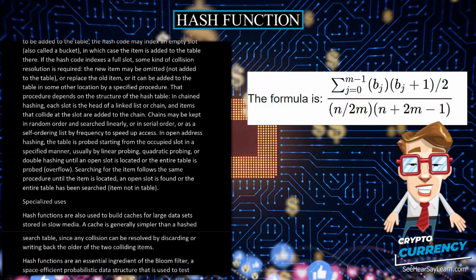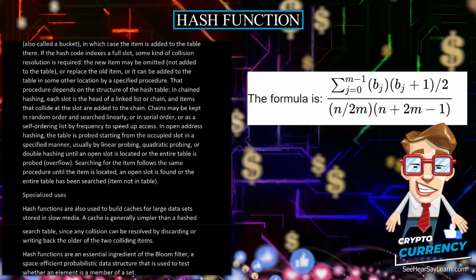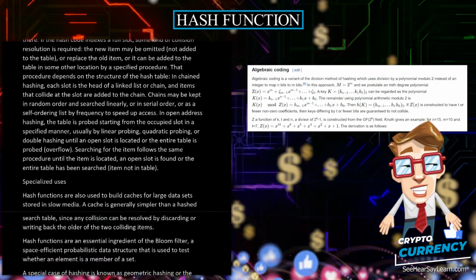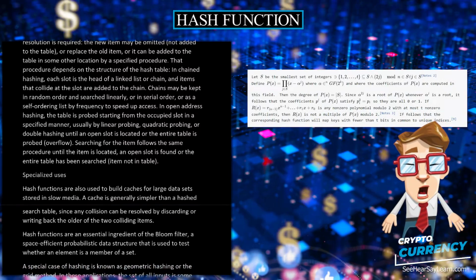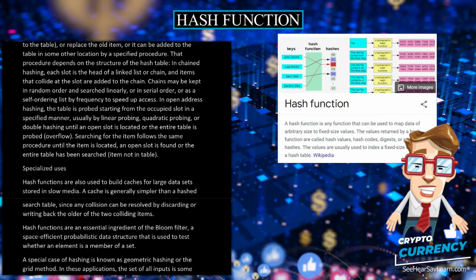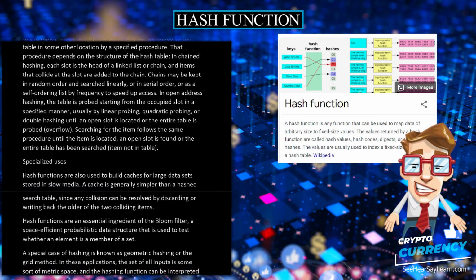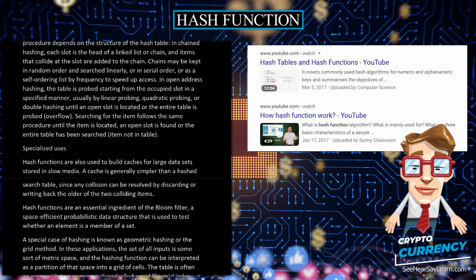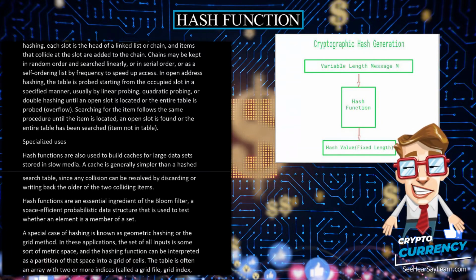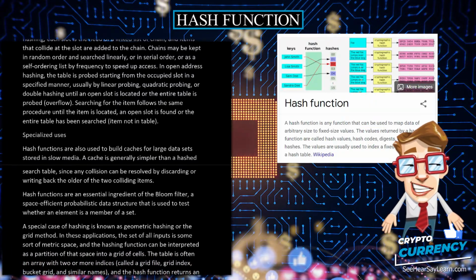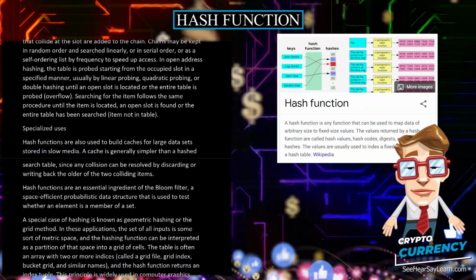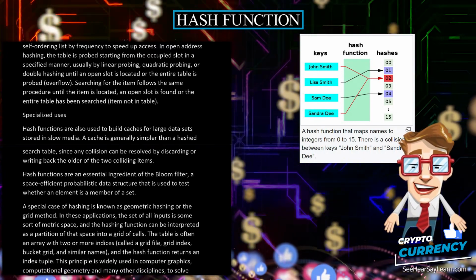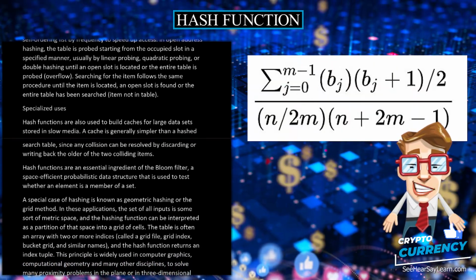In chained hashing, each slot is the head of a linked list or chain, and items that collide at the slot are added to the chain. Chains may be kept in random order and searched linearly, or in serial order, or as a self-ordering list by frequency to speed up access. In open address hashing, the table is probed starting from the occupied slot in a specified manner, usually by linear probing, quadratic probing, or double hashing until an open slot is located or the entire table is probed. Overflow. Searching for the item follows the same procedure until the item is located, an open slot is found or the entire table has been searched, item not in table.